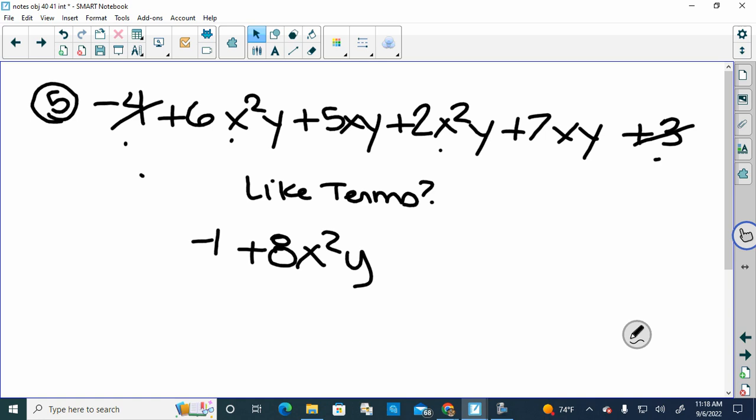Okay, alphabetical. Okay, so now I'm done with the x squared. So now the only thing that's left is just the xy. So a +5 and a +7.